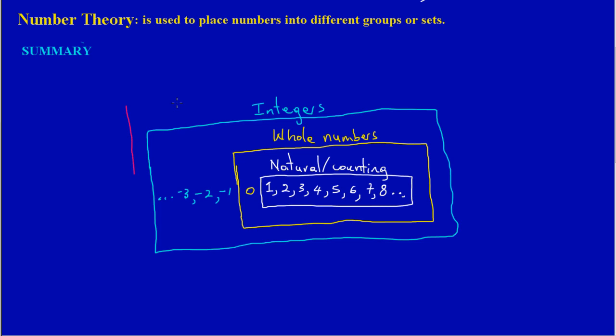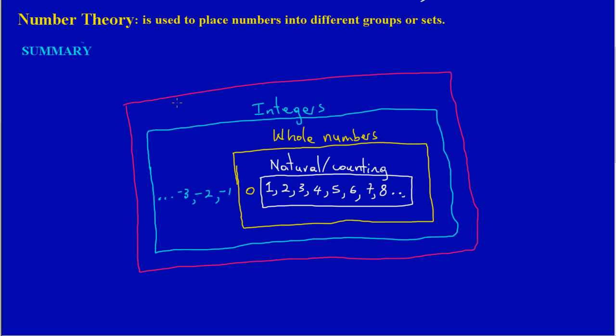Now after my set of integers, everything inside this red box here that I'm drawing would be classified as my rational numbers. Because remember, between 1 and 2 I can find a half, or between 5 and 6 I could also find a number such as 5.25. That's a decimal. Okay, so that's also a rational number.